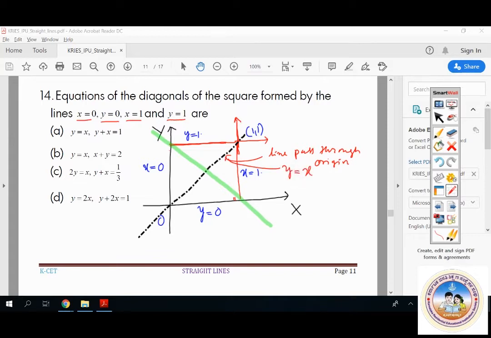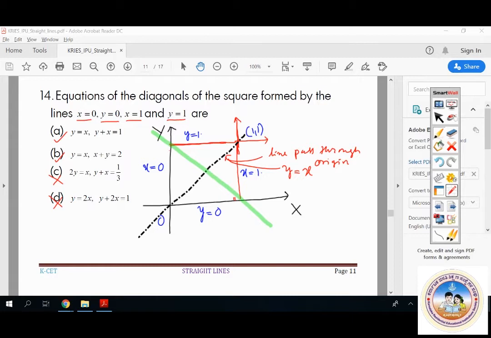Now you can look at this one, y is equal to x. ಯಾವುದರಲ್ಲಿ ಆನ್ಸರ್ ಇದೆ ನೋಡ್ಕೊಳ್ಳಿ. So option A is correct, option B is correct, C is not correct, and D is not correct. Now we will go for the next diagonal. First diagonal ನಿಮಗೆ ಆನ್ಸರ್ ಸಿಗ್ತಾ ಇದೆ. It is going to be y is equal to x.